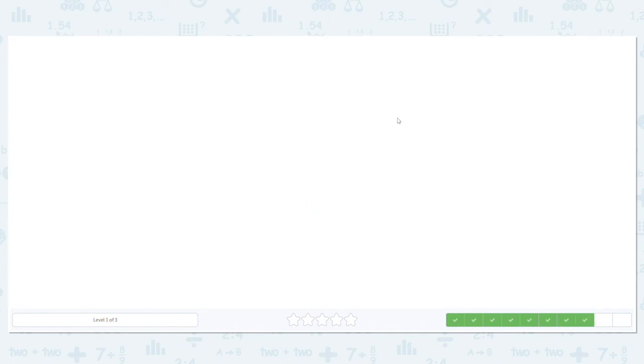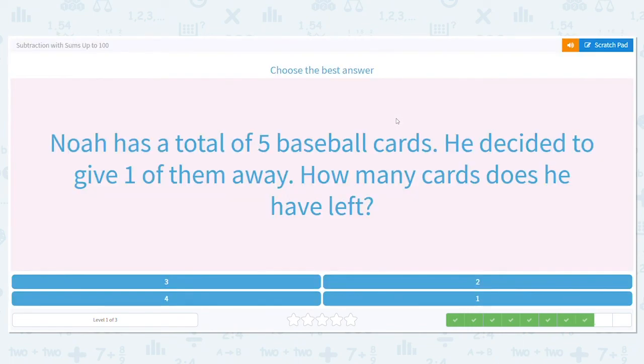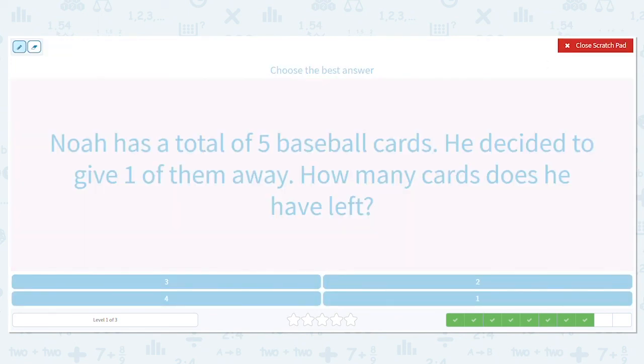Good job. Next one. Noah has a total of 5 baseball cards. He decided to give one of them away. How many cards does he have left? Let's mark off the important information. How many baseball cards did he start out with? He started out with 5 baseball cards. He gave one of them away.